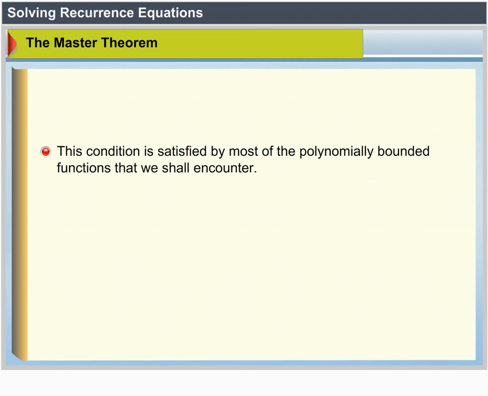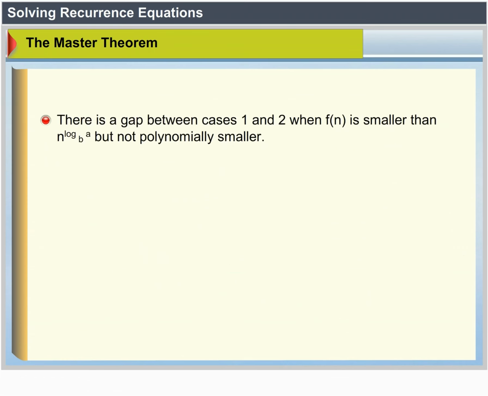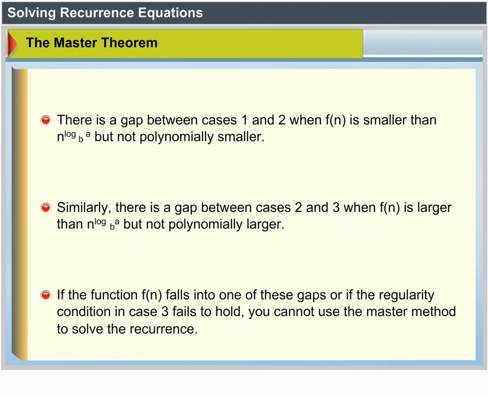Note that the three cases do not cover all the possibilities for f(n). There is a gap between cases 1 and 2 when f(n) is smaller than n^(log_b a), but not polynomially smaller. Similarly, there is a gap between cases 2 and 3 when f(n) is larger than n^(log_b a), but not polynomially larger. If the function f(n) falls into one of these gaps, or if the regularity condition in case 3 fails to hold, you cannot use the master method to solve the recurrence.